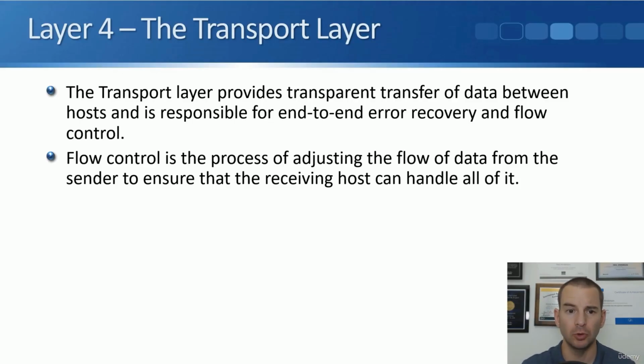Flow control is the process of adjusting the flow of data from the sender to ensure that the receiving host can handle all of it. So if the sender is sending too quickly, maybe because we've got faster network connections on that side, and it's sending more than the receiving host can accept, then if flow control is enabled, the receiving host will have a mechanism to signal back to the sender telling it to slow down.